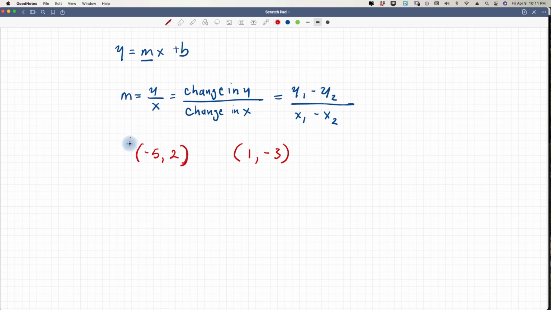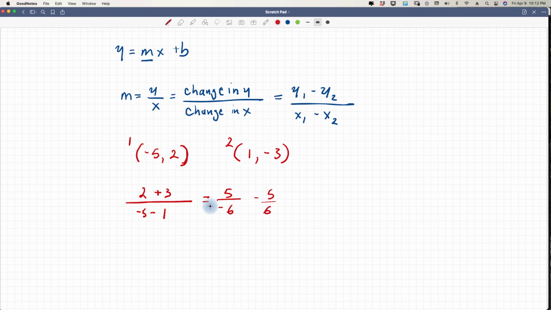All right, so let's say this is point 1 and this is point 2. The y value for point 1 is 2, and the y value for point 2 is negative 3, so that's 2 minus negative 3. Now the x value for point 1 is negative 5 minus the x value for point 2, which is 1. So we have 5 over negative 6, or a negative 5/6.